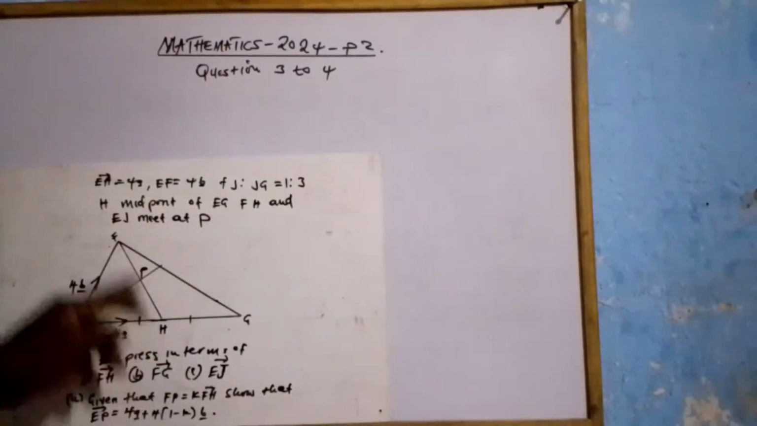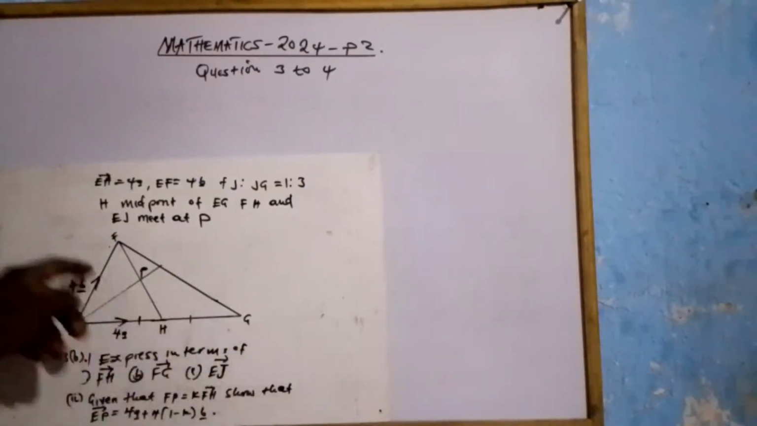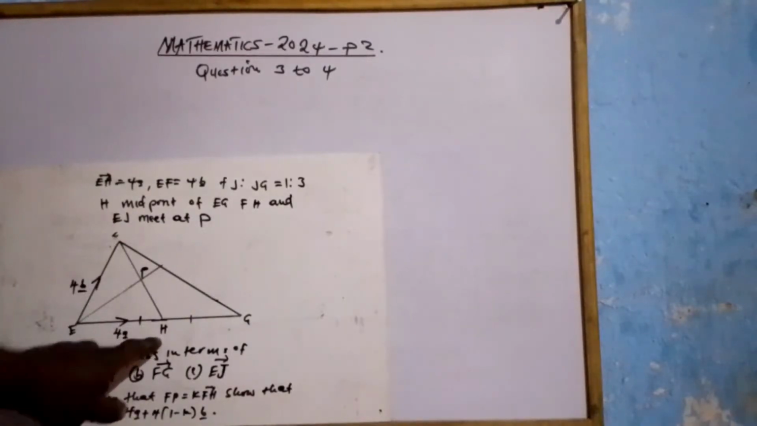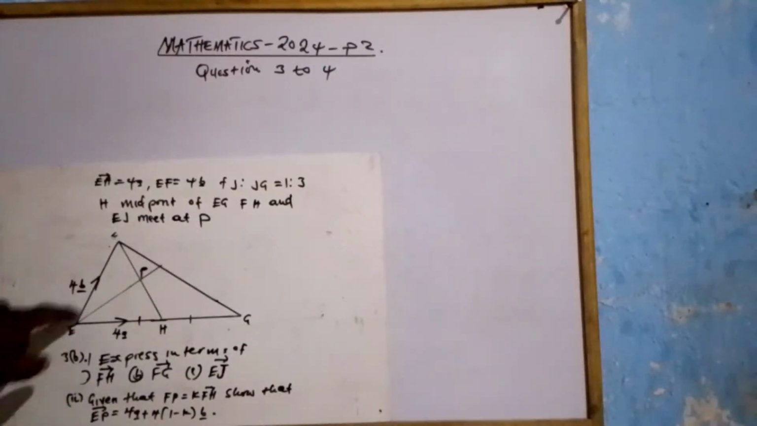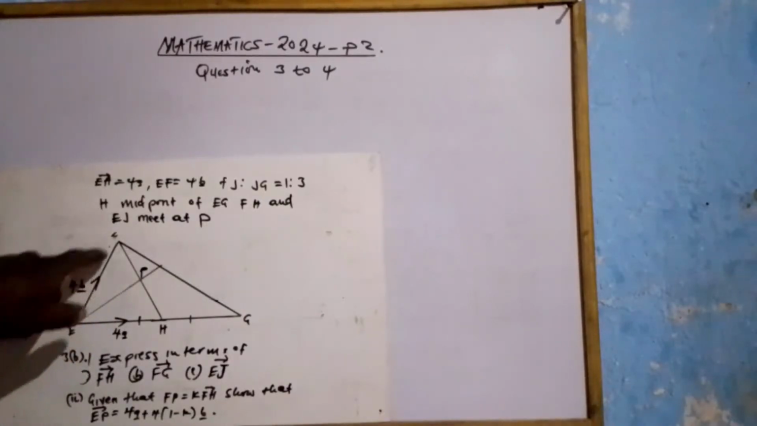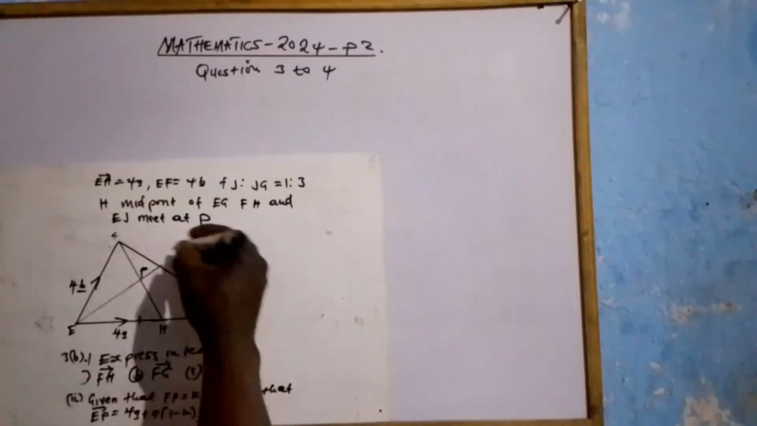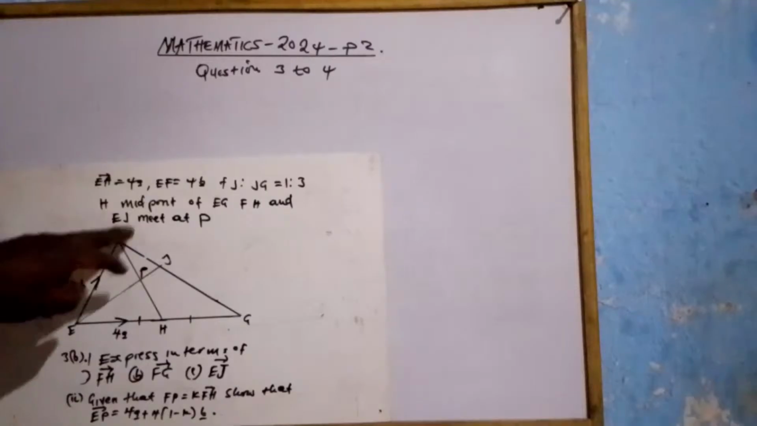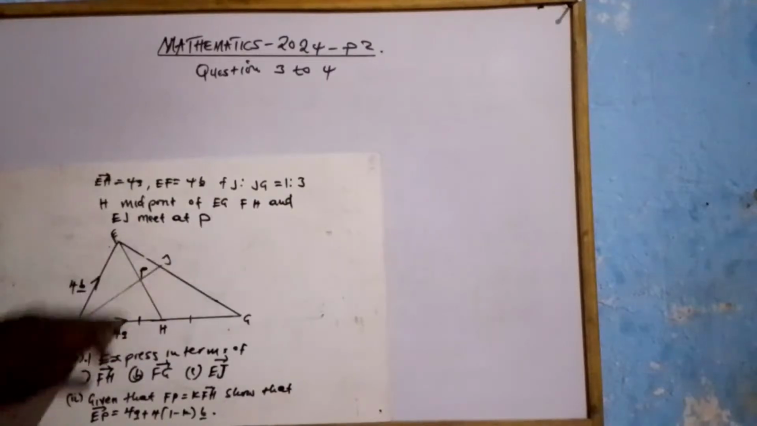This H is the midpoint of E, G. Here is where J is. This is F. So now EJ is the midpoint at P.